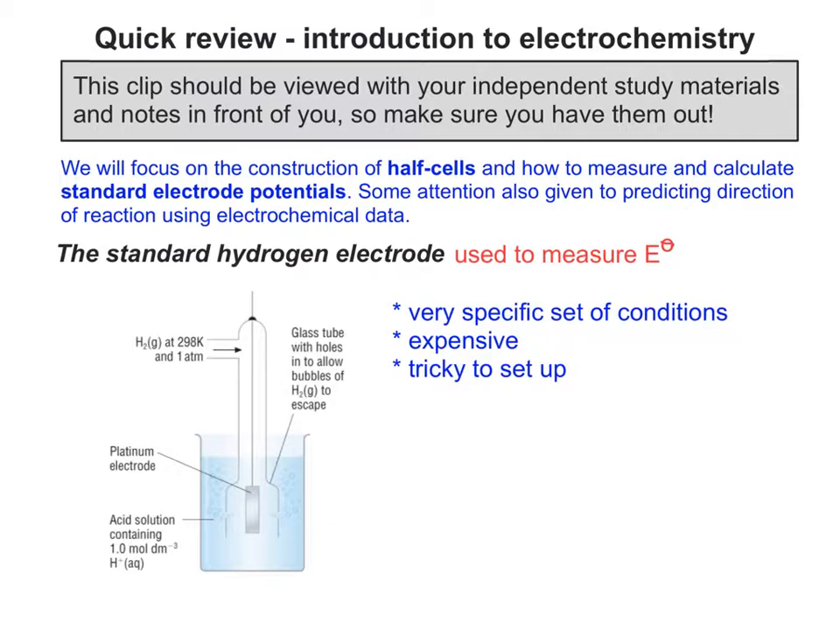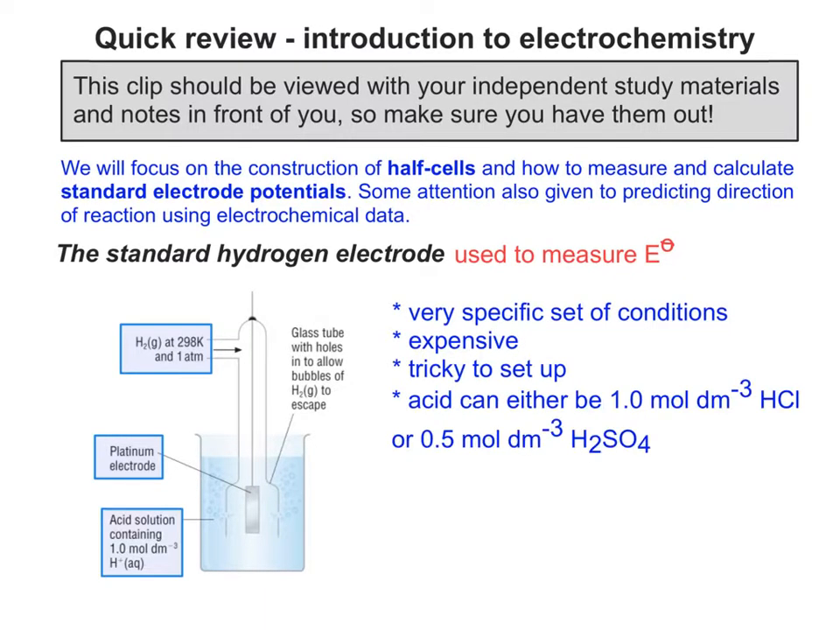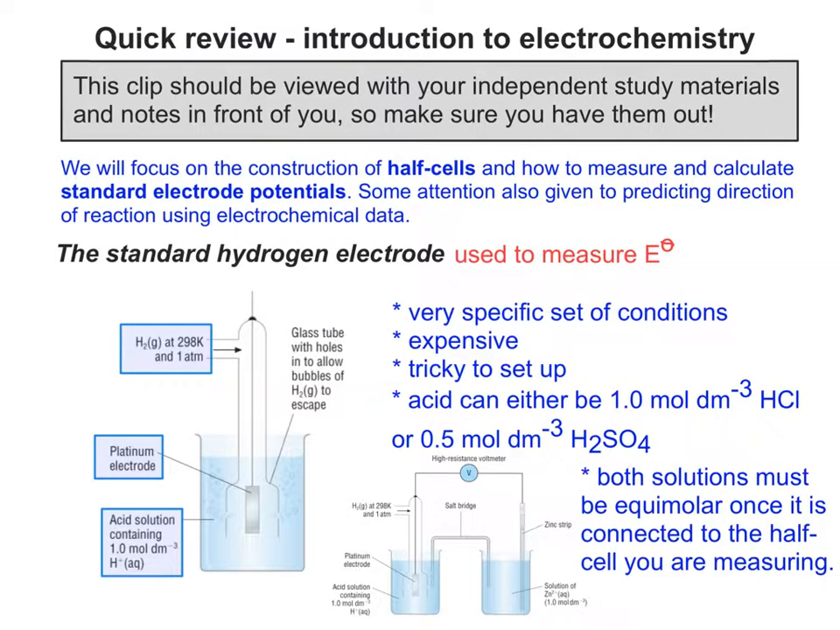In this standard hydrogen electrode, there's a very specific set of conditions. You must have the hydrogen at 298 K and 1 atmosphere. You must have a platinum electrode because it's inert. And you must have an acid solution containing hydrogen ions at 1 mole per decimeter cubed. To achieve this, the acid can either be 1 molar HCl or 0.5 molar H2SO4. And as you can see from the diagram I've added to the bottom of the screen, both solutions must be equimolar once it's connected to the half cell you're measuring.